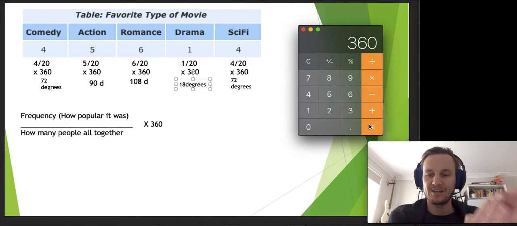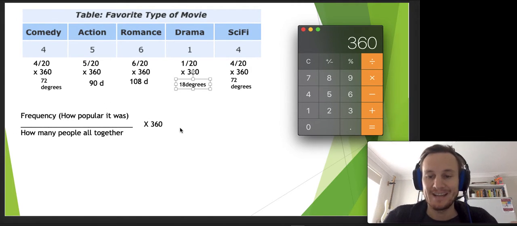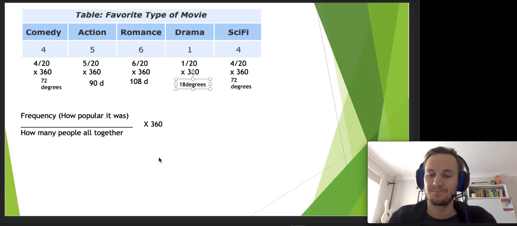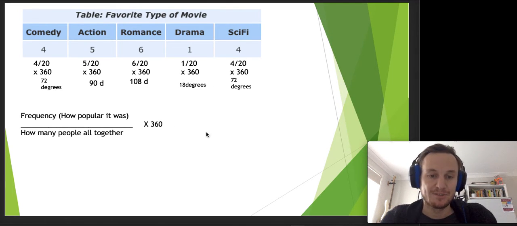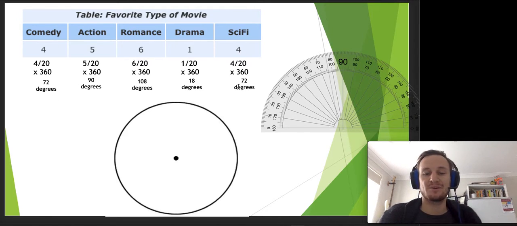Good. I know that if I draw each of these the way they're supposed to be, then I will get my 360 degree pie chart. Okay. So here you see I've written them all in here. And now that you've got those, how do we do it?